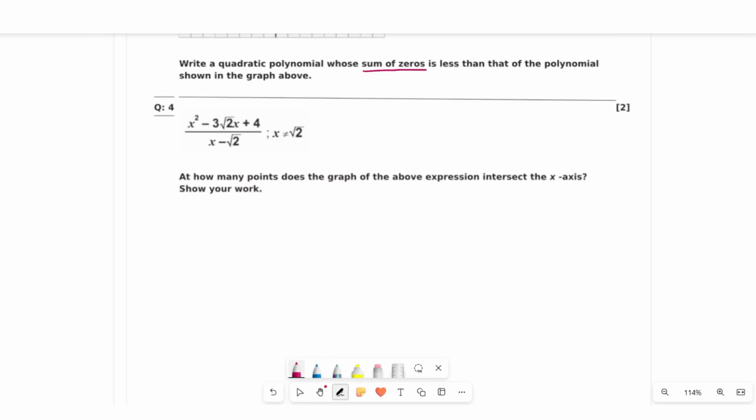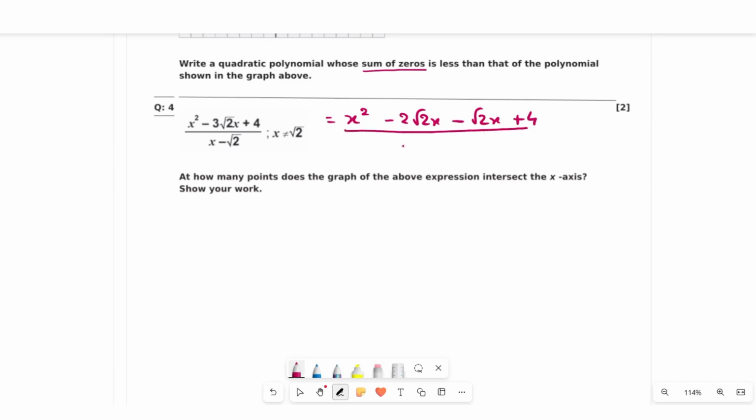Moving on to question number 4. They have given us an expression. At how many points does the graph of the above expression intersect the x-axis? Now if we see carefully, the expression in the numerator especially can be factorized. So we can do the middle term break over here, and x squared can be broken as minus 2 root 2 x minus root 2 x plus 4.